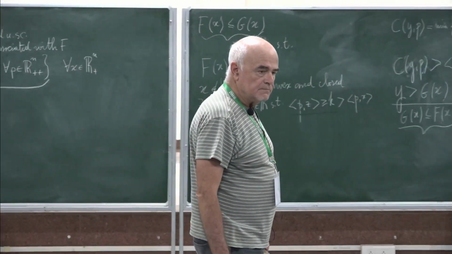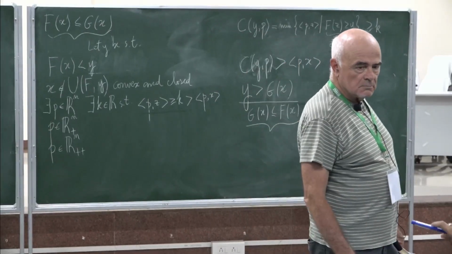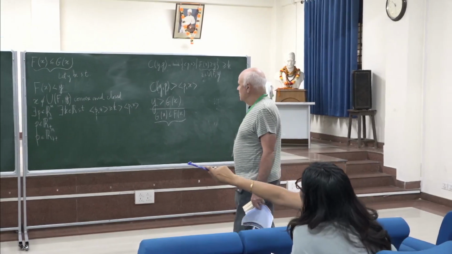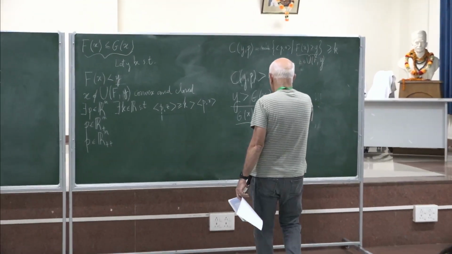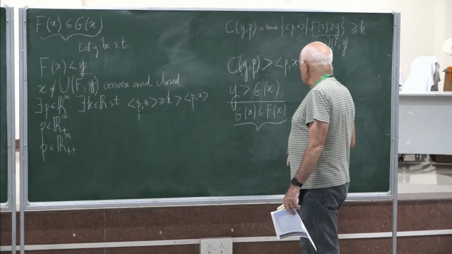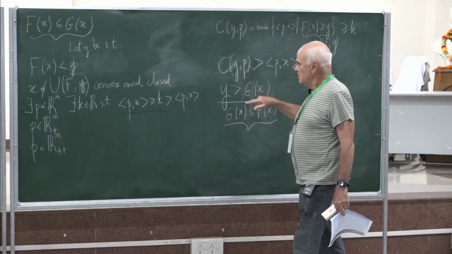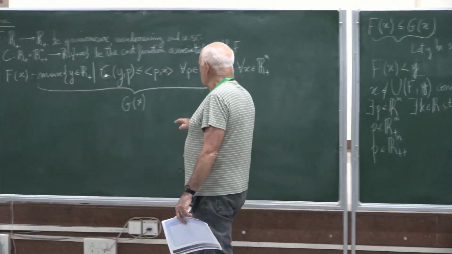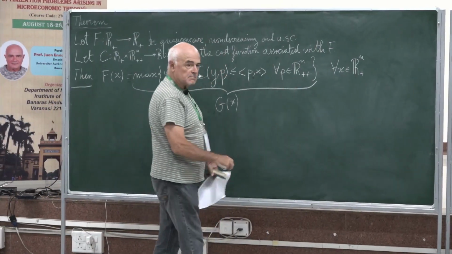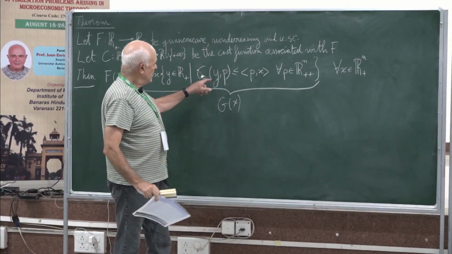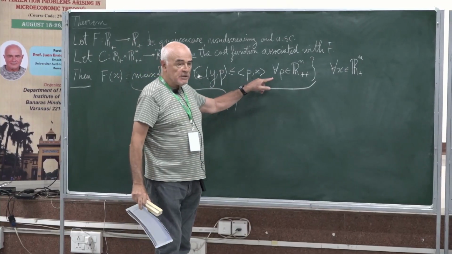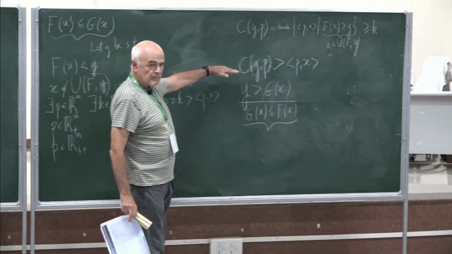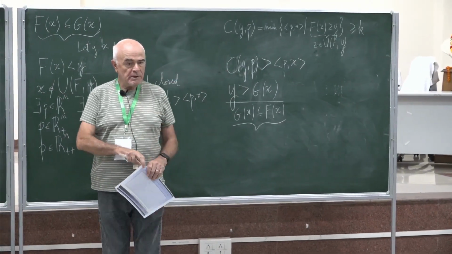Is this clear? Sir, the last argument was not clear to me. Why is y greater than g(x)? This one, okay. So this particular y is not among these ones, because this condition should be satisfied for every p. And there is one particular p for which it is not satisfied.